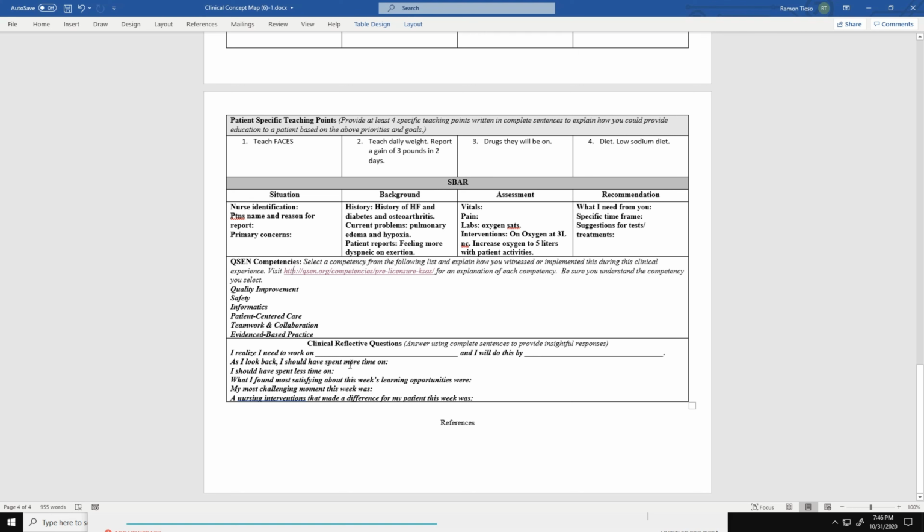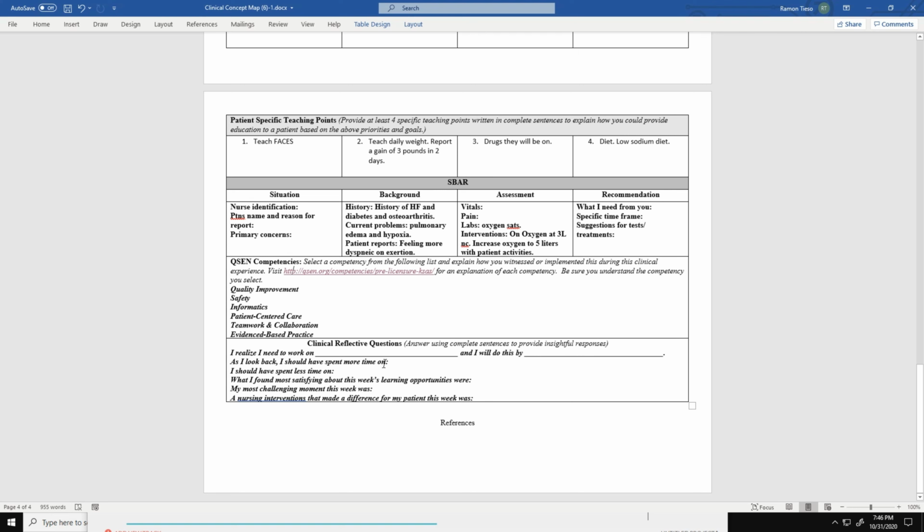And then this down here at the very bottom, clinical reflective questions. I realize I need to work on... boom. And you just say what you think. If you think, well, I don't think I felt very comfortable finding things in the chart, then you write: finding things in the chart, or familiarizing myself with the electronic charts. And I will do this by spending more time looking through the charts and asking questions or something like that.